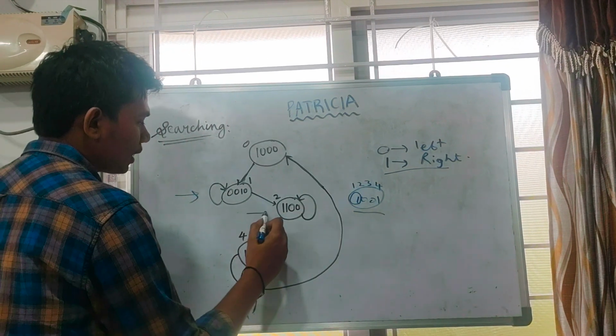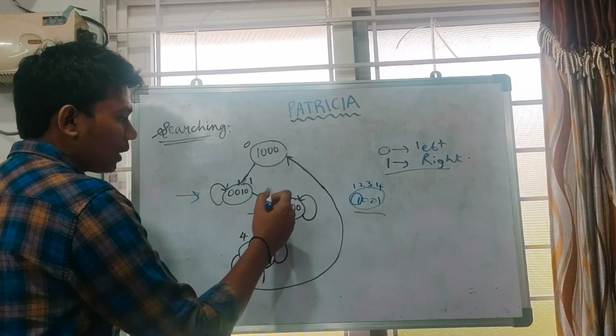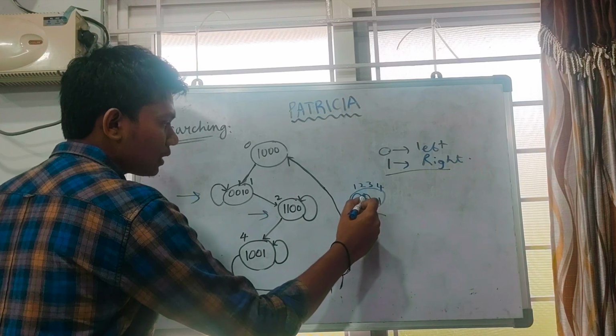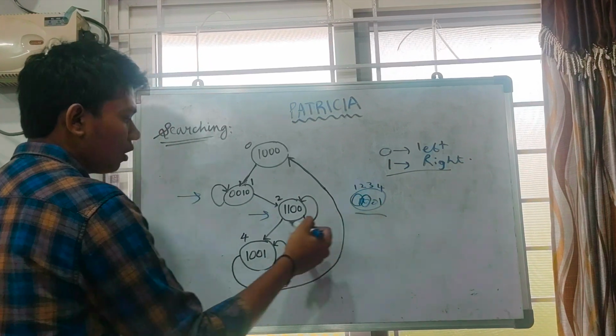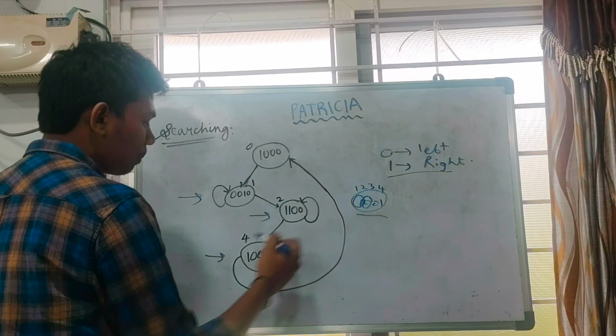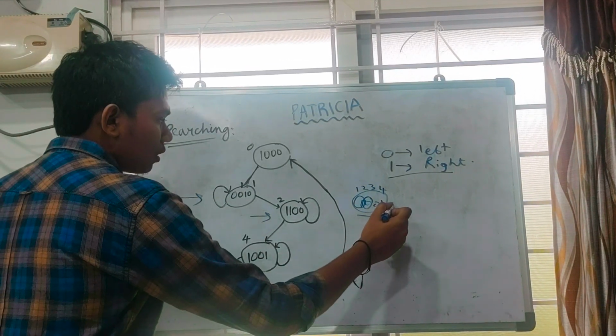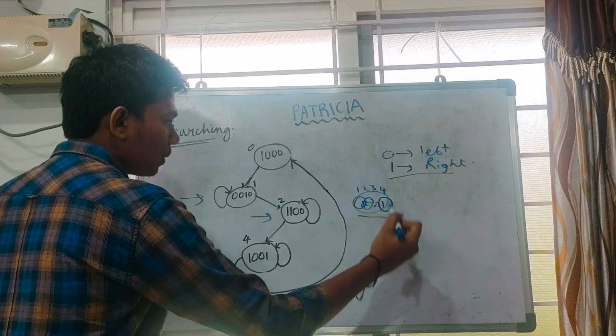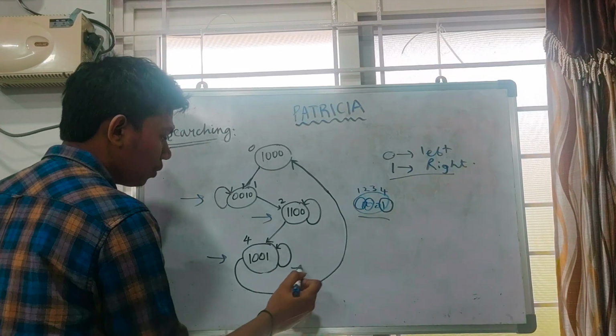Now we have reached this level. Here the bit number is 2. So we have to check the second bit of our element. This is 0. So we have reached the next node. Here the bit number is 4. So we have to check the fourth bit, and our fourth bit is 1. So we have to take a right move.